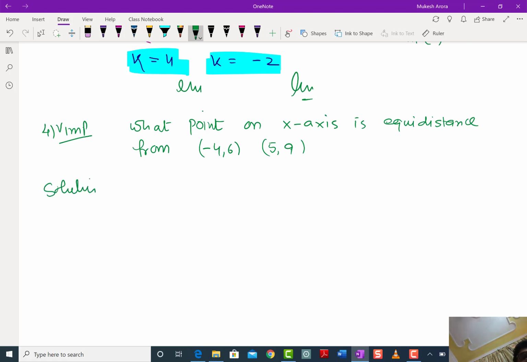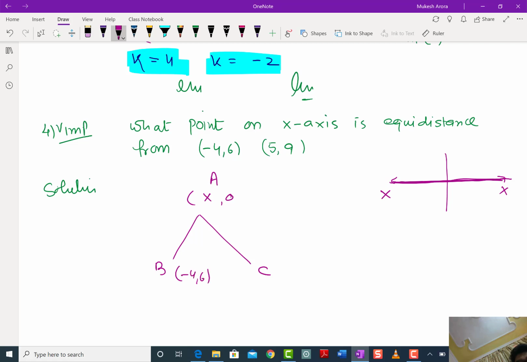When we are talking about a point on the x-axis, that means the point lies on the x-axis. So a point, let's say A, has some value of x on the x-axis. This is the x-axis. What is the value of y on the x-axis? 0. And this is B and this is C, minus 4 and 6, 5 and 9. When he says equidistant, it does not mean midpoint. It means the distances are equal.